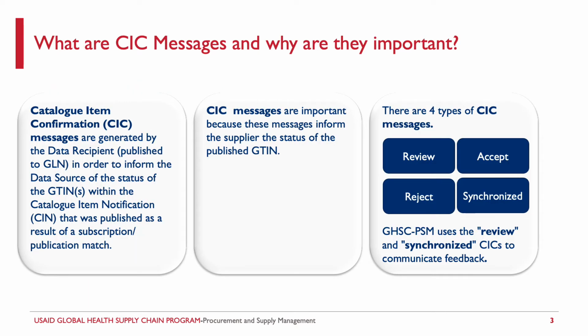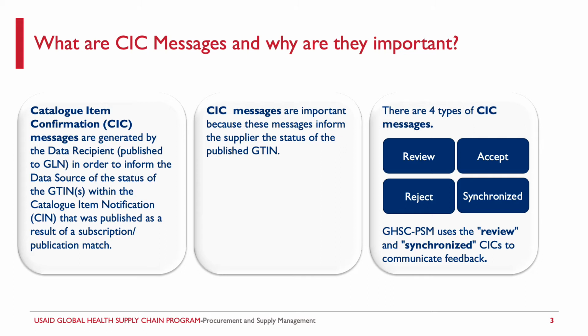So what are CIC messages and why are they important? CIC stands for Catalog Item Confirmation. These are messages that are generated by the data recipient in order to inform the data source the status of the GTINs within the Catalog Item Notification, or CIN, that was published as a result of a subscription or publication match. CIC messages are important because these messages inform the supplier the status of the published GTIN in the GDSN.